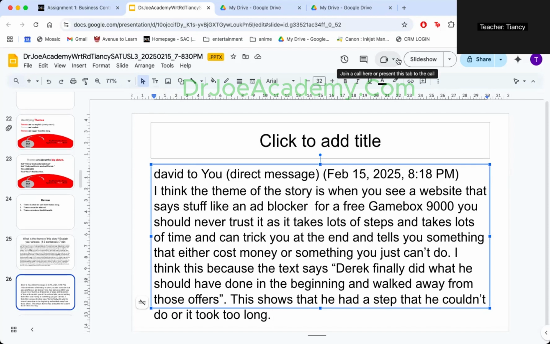This shows that he had a step that he couldn't do or it took too long. Okay. So let's look at this. So, okay, what's the moral of the story though? Before we get into all this, I want to hear the moral. To not trust ad blockers. What, not, let's not say ad blockers. Let's see what else can be said. Not trust anything that pops up as free. Basically that, or you can say there's no such thing as free, right? Yeah. Everything comes with a cost essentially.